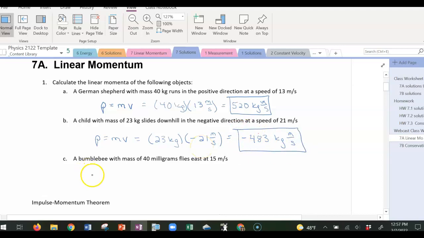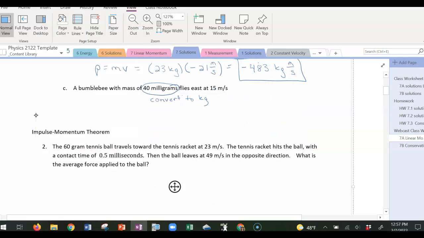In the next problem about the bumblebee, remember that we would have to convert the bumblebee's mass, which is given in milligrams, to kilograms before we calculate the bumblebee's momentum. So just be careful with that to work in the standard units.